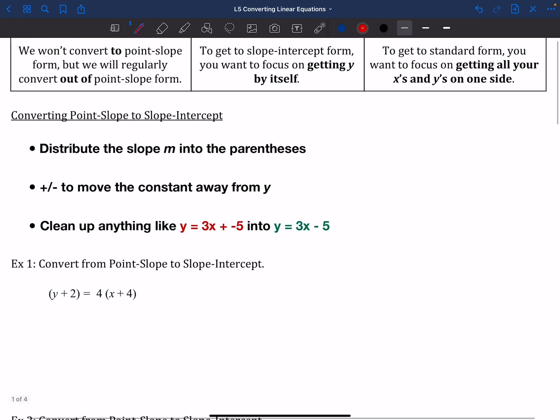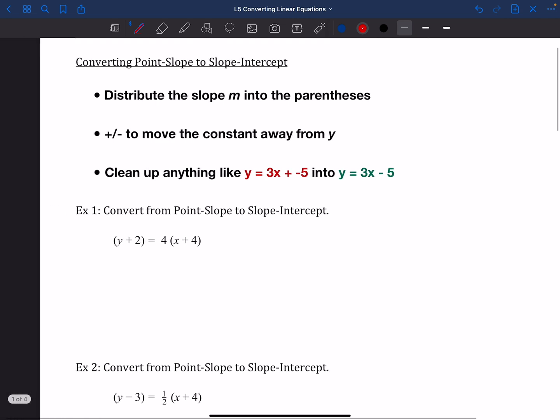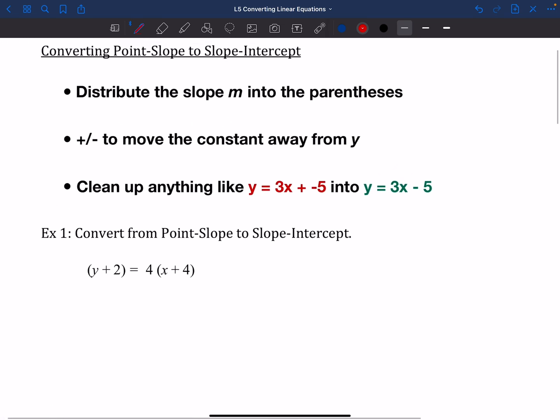A lot of these we've already done as we've been going through the notes for other types of linear equations, so this will hopefully seem pretty familiar, but it never hurts to get some more practice in. So, to convert point-slope to slope-intercept, we start with y minus y1 equals m times x minus x1 in parentheses.